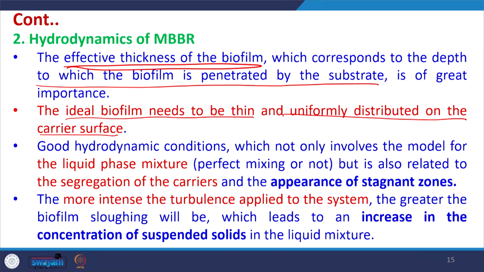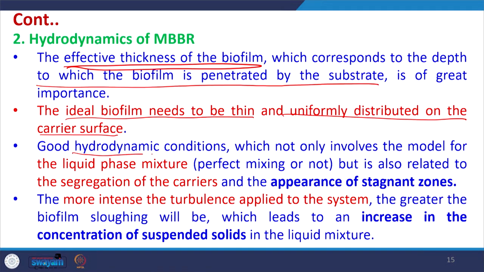Good hydrodynamic conditions not only involve the model for liquid phase mixture, like perfect mixing or not, but are also related to segregation of the carriers and the appearance of stagnant zones. So, we have to see that the hydrodynamic condition is such that proper mixing of the liquid phase happens. Also, the separation of carriers, that means the carriers are separated from each other with some distance. Third, there should not be any stagnant zone. So, we have to determine the hydrodynamic condition in such a manner that all these three conditions are met.